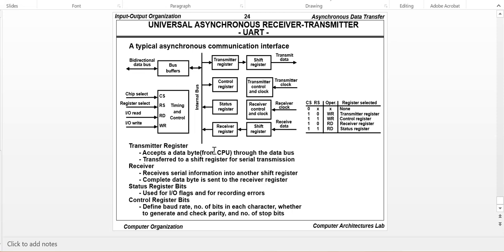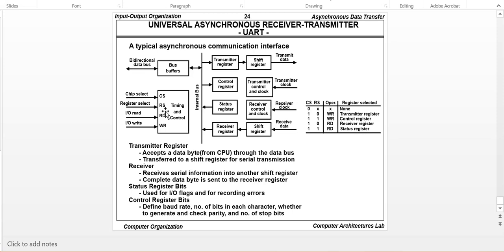So it's a universal block diagram. Here we have the bidirectional bus and the bus buffers, and we have the internal bus, which we already had in the previous block diagram also. This is the chip select, and then you have the register select, and then we have I/O read and I/O write, the read control and the write control. There we had RS0 and RS1, two controls; it's almost the same, but here it has just been given as register select.